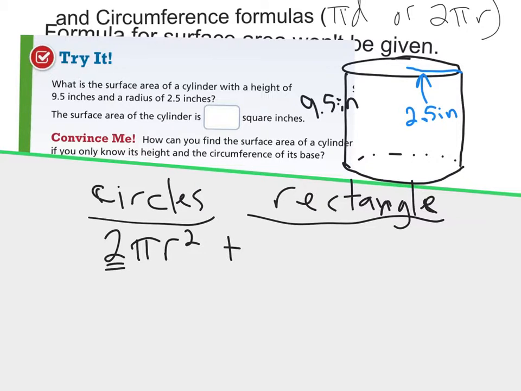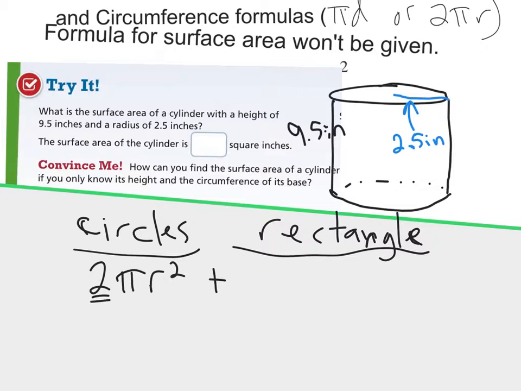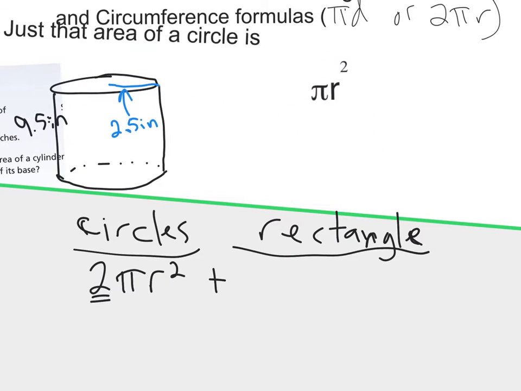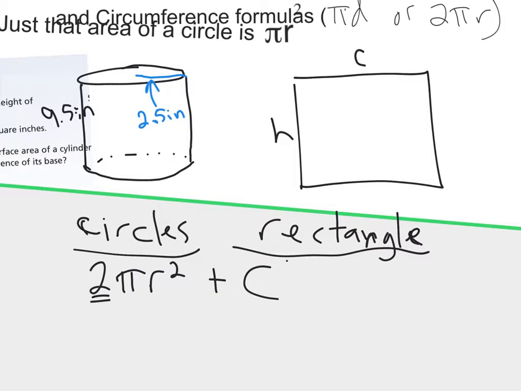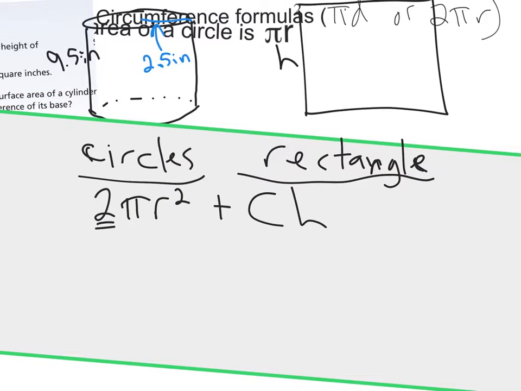So the rectangle, again, if we unfold this, one of our dimensions is just going to be the height of the rectangle. The other dimension is going to be our circumference. So we're going to do circumference times height. And I'm just going to modify slightly here. Instead of circumference, I'm doing 2 pi r.